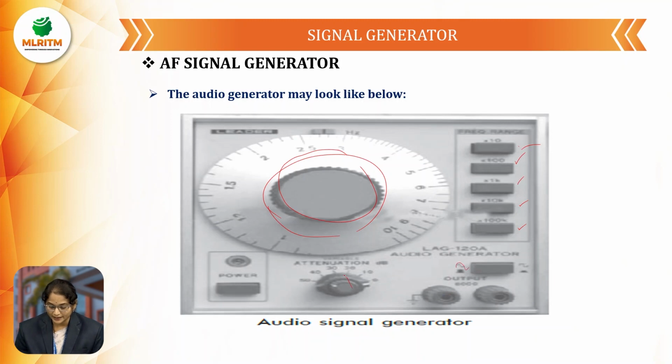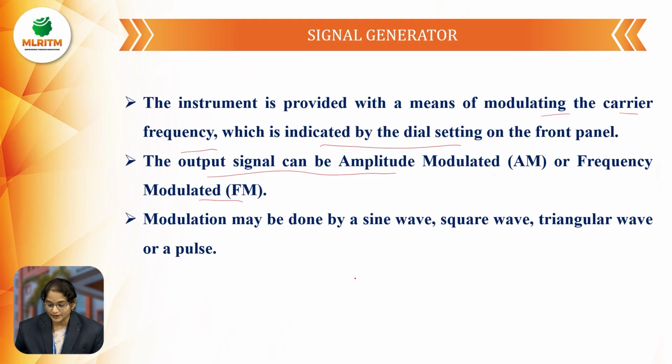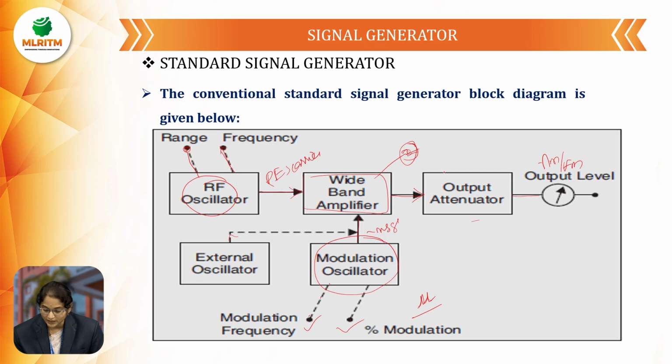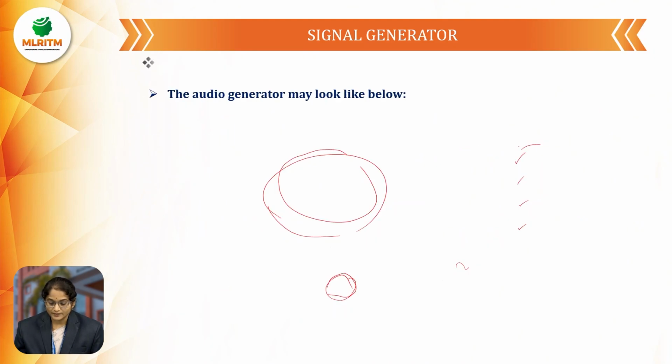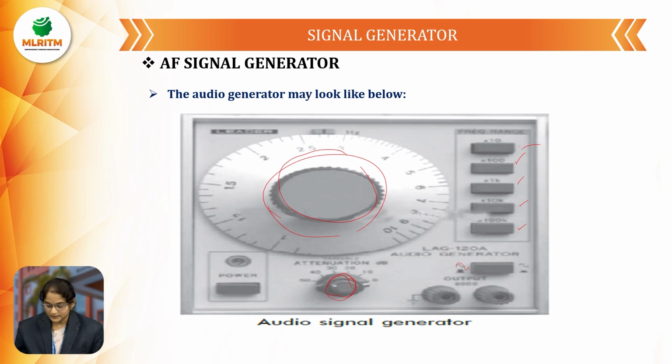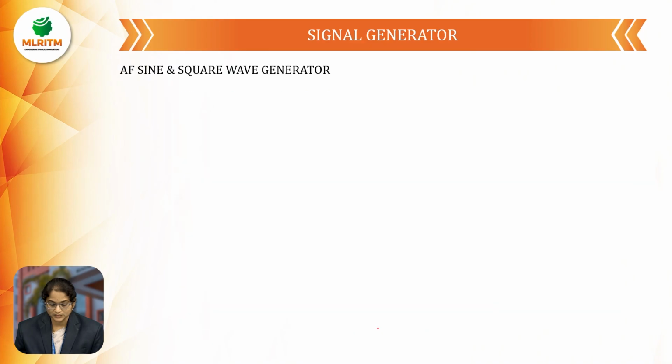How are we going to attenuate the signal? With the help of this attenuator knob, we attenuate the signal. Here we have the attenuator, with knobs to adjust the particular frequency or voltage we want for the signal. So this is about the standard signal generator, the audio frequency signal generator.